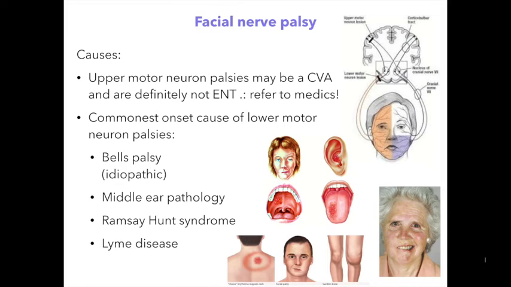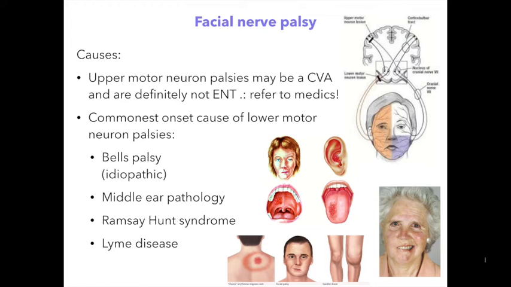We then move on to facial nerve palsy, which may be associated with a number of these conditions, specifically if there's dehiscence in the bony covering of the facial nerve in the middle ear and the inflammation spreads to it. However, before we talk about all that, we need to differentiate between the different types of facial nerve palsies. So just remember that if there's any forehead involvement, any signs of upper motor neuron palsy, then please, it is not ENT, refer it to medics.